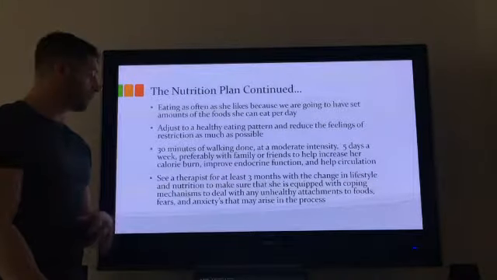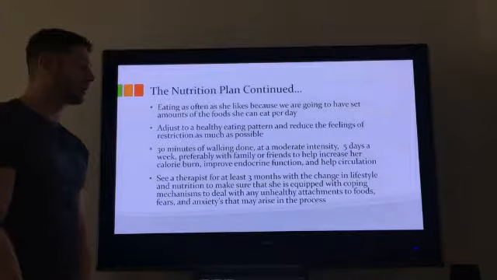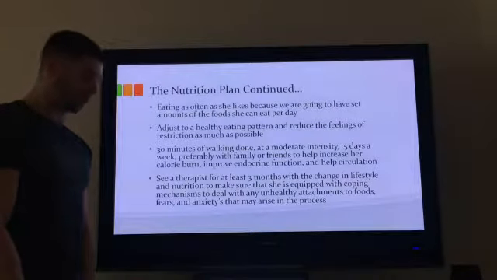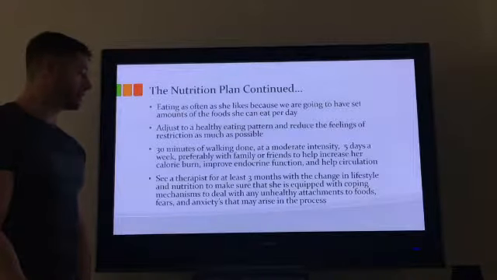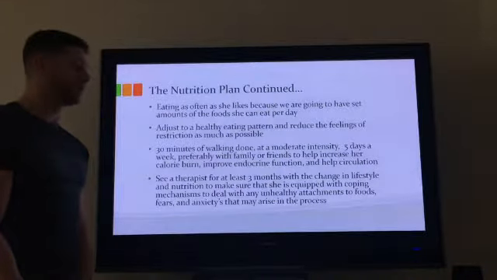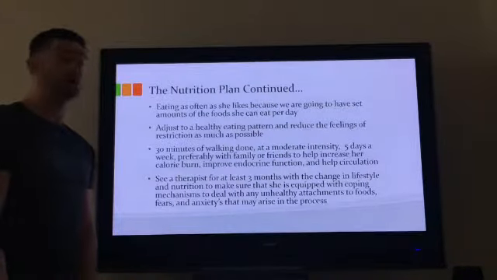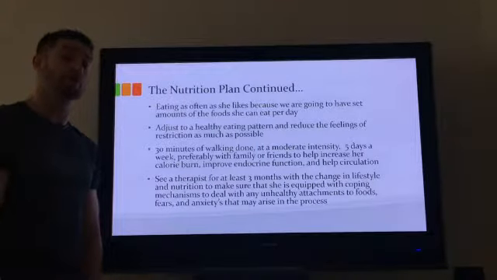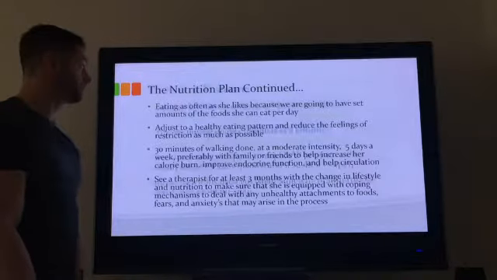We are also going to recommend that she sees a therapist for at least 3 months. This is going to be helping with the change in lifestyle and nutrition intake, to make sure that she is equipped with the proper coping mechanisms to deal with any unhealthy attachments she may have developed with food, any fears and anxieties that may arise during the process. It's not just the initial change, it's the lifestyle change throughout the process that can cause issues, and we want to be able to address those as they arise, not only with Jane, but also with the family.